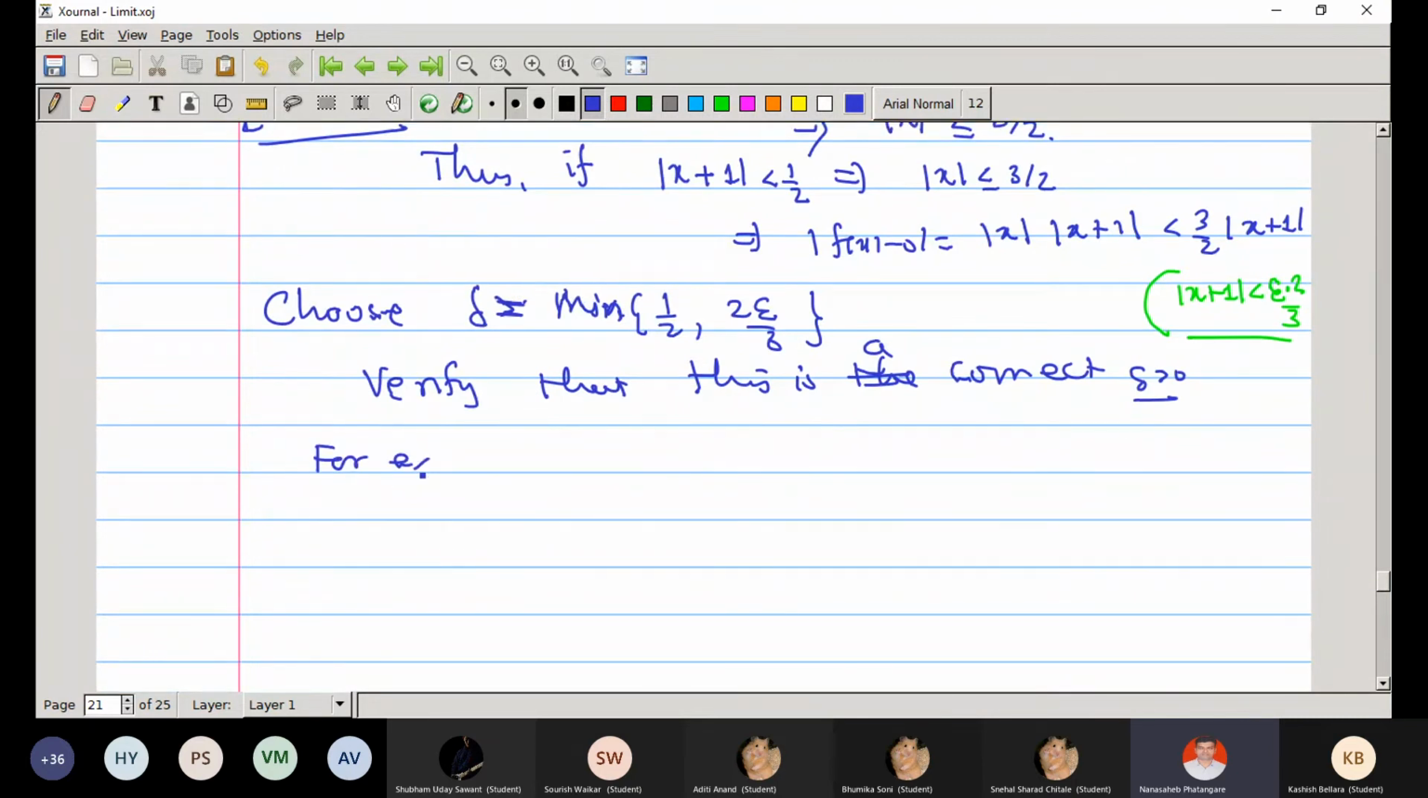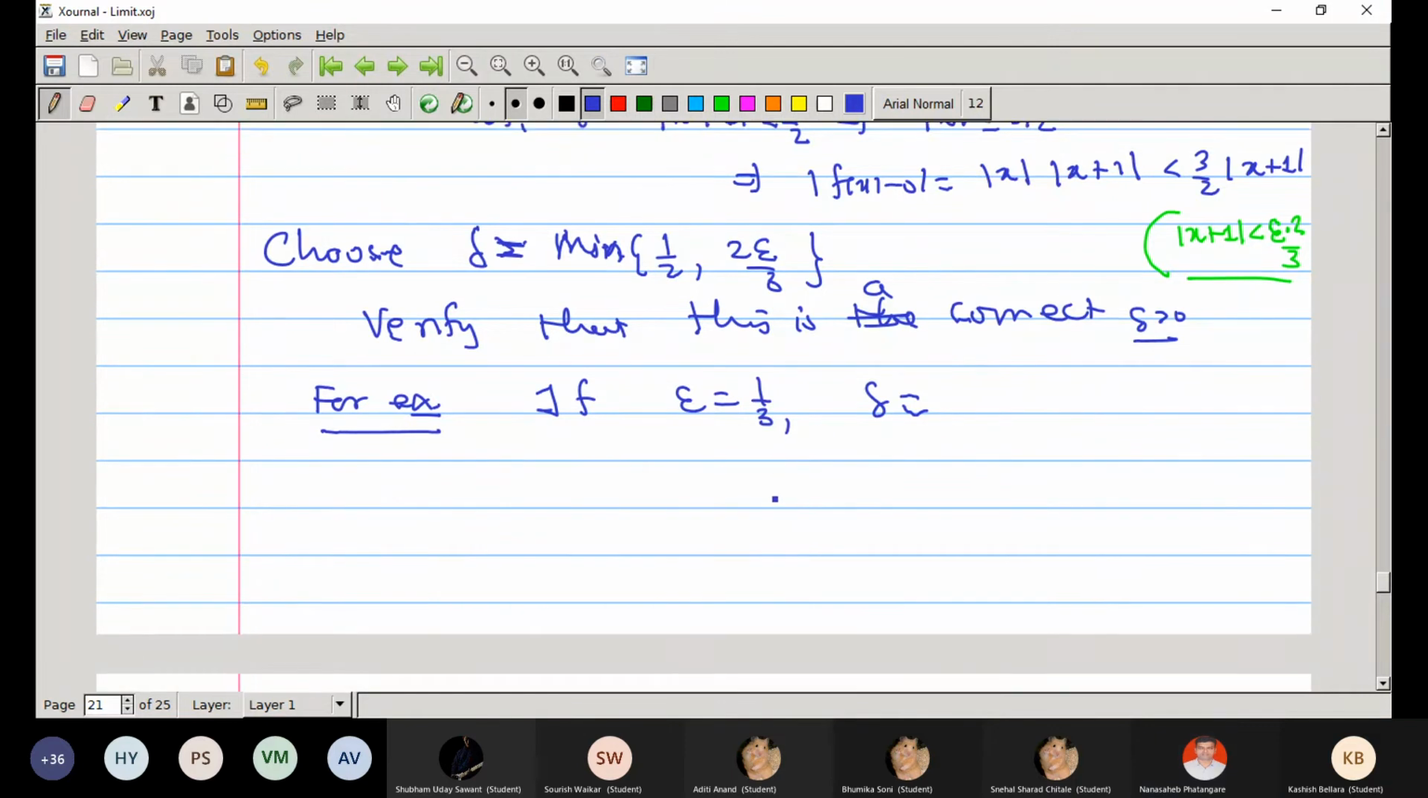For example, if epsilon is equal to 1 by 3, what is delta? Can you tell me delta now? Minimum of half and 2 epsilon by 3, which is 2 by 9. Which is the minimum quantity? 2 by 9. In this case, we should select delta equal to 2 by 9.